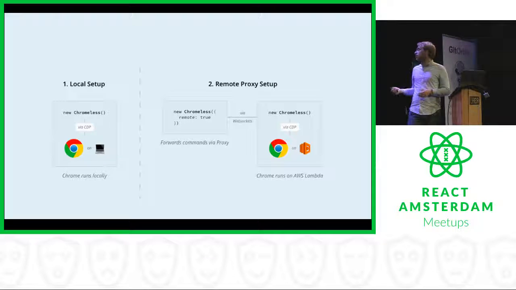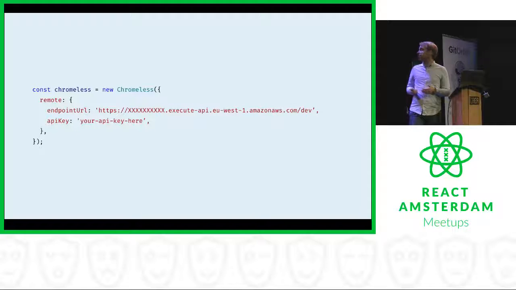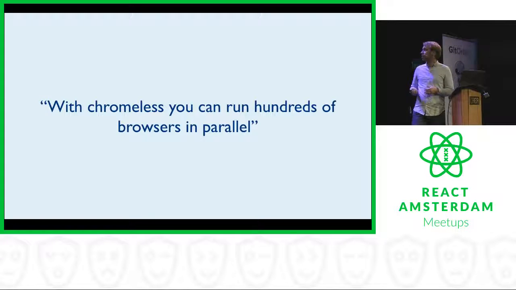With AWS Lambda, you can spin up as many functions as you want. When it does, it has a headless Chrome running there, and you can send your commands through the terminal to those instances, which means you can run as many tests in parallel as you want, or as your computer can handle, which is quite a lot. And it's really easy to set up. Chromeless provides a serverless package you can set up by just entering some API endpoints and API keys. And then you can run hundreds of browsers in parallel.